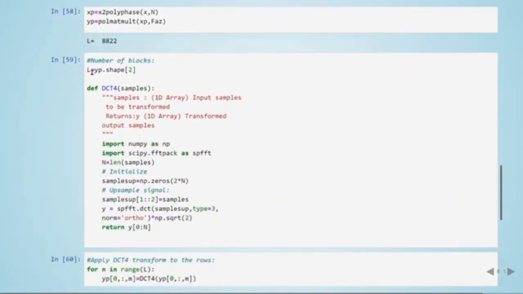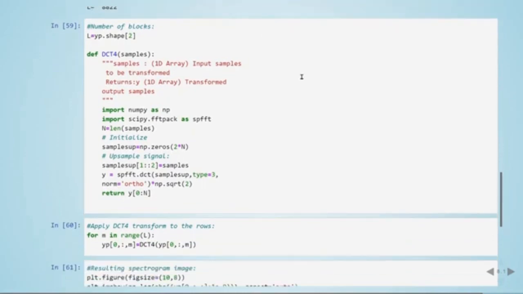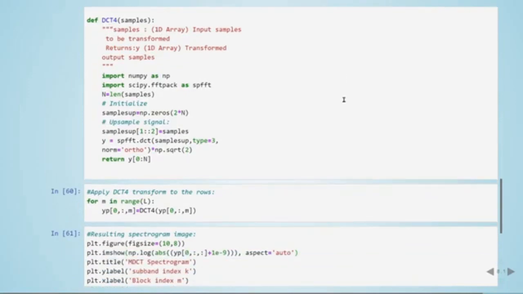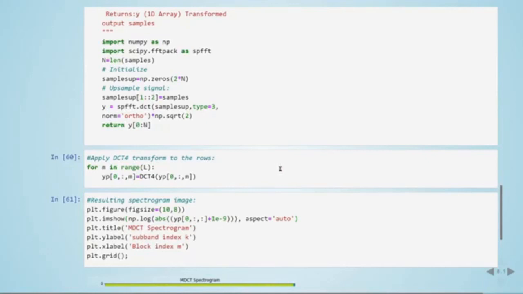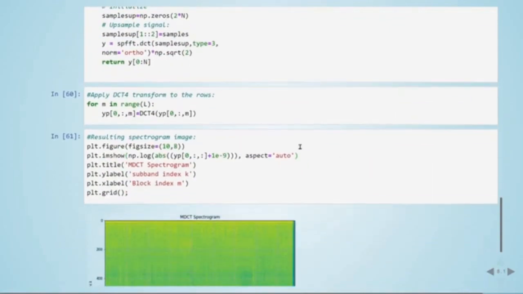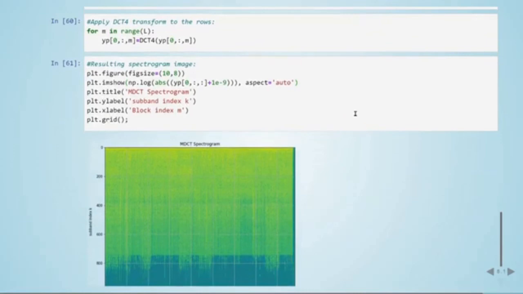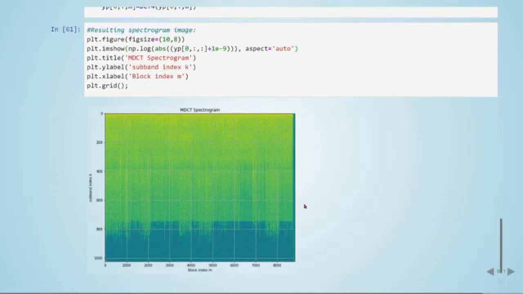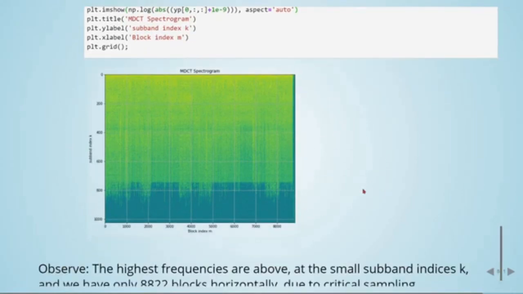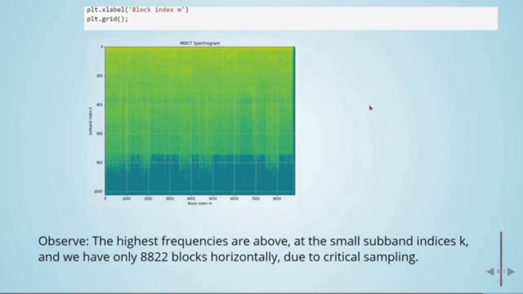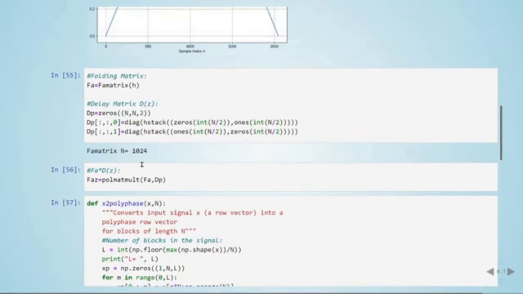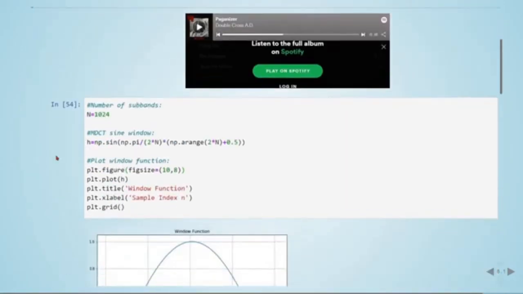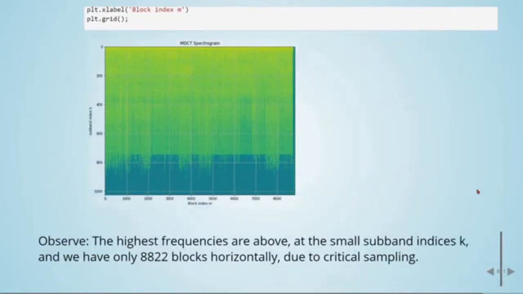Here L is the number of blocks that we calculated. Here we have the DCT4, and then we are applying the DCT4 transform to the rows of this y of p. And then here's the resulting spectrogram image of this process. Here's the y of p, and you observe that we have the highest frequencies at the small subband in this scale, and we have only 8,822 blocks, so we are dividing this number by 1024. This gives us the number of blocks. And this is the MDCT for the analysis.